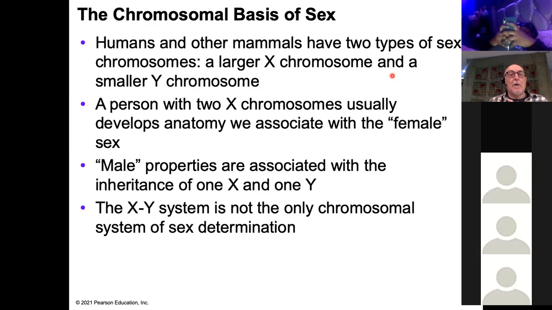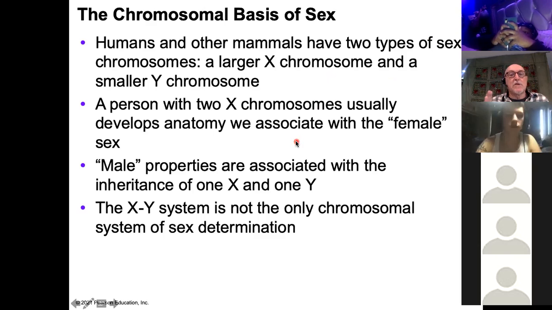People who inherit two copies of the X chromosome usually develop anatomy that we associate with female. I say usually because there are some strange exceptions, sometimes some little differences arise, but usually two X's determines female. Male properties are determined by the inheritance of the Y chromosome.